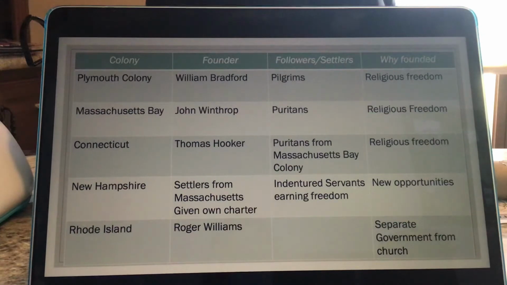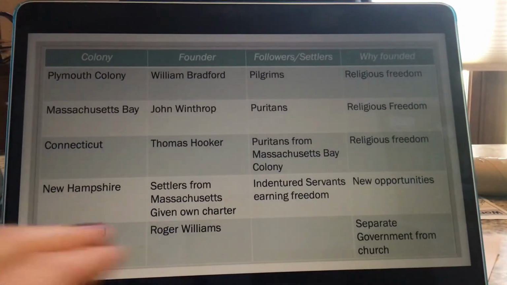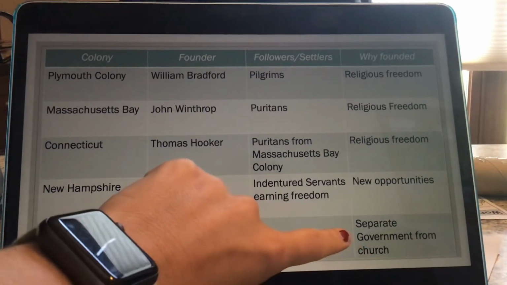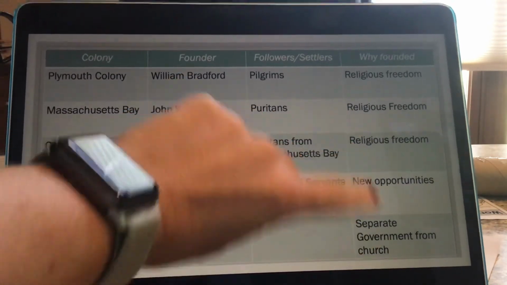Here we have Rhode Island. Roger Williams started Rhode Island, and we find out that he was kind of forced out of where he originally was from because he felt, and this is an important one, he felt that the government and the church should be separate. And that's something we see in our Constitution today. So that's an important one. Same thing with religious freedom. These are 2 we see today.